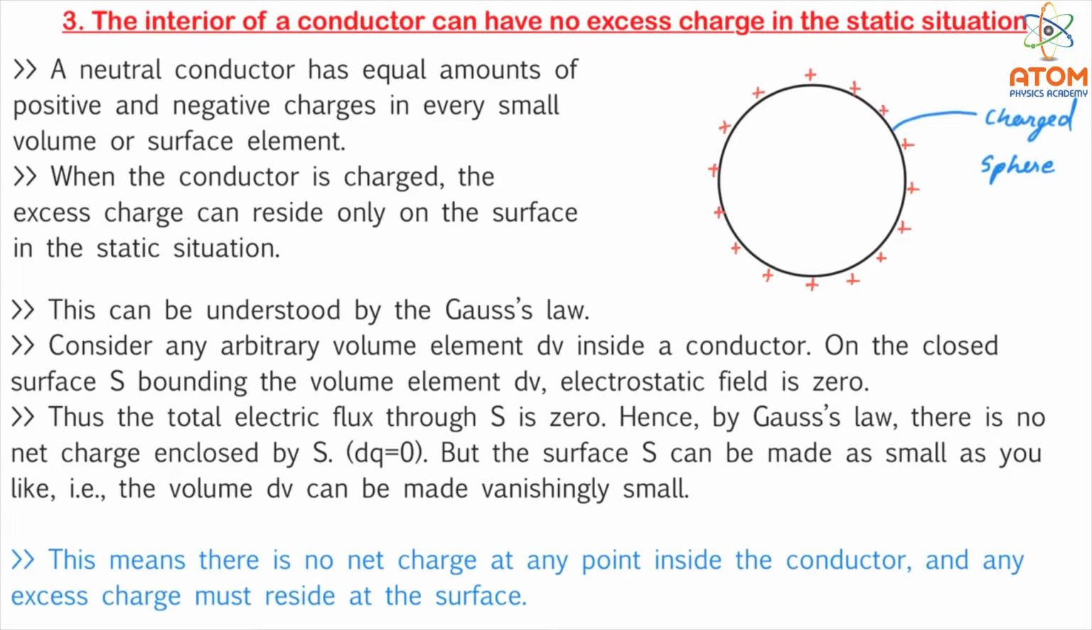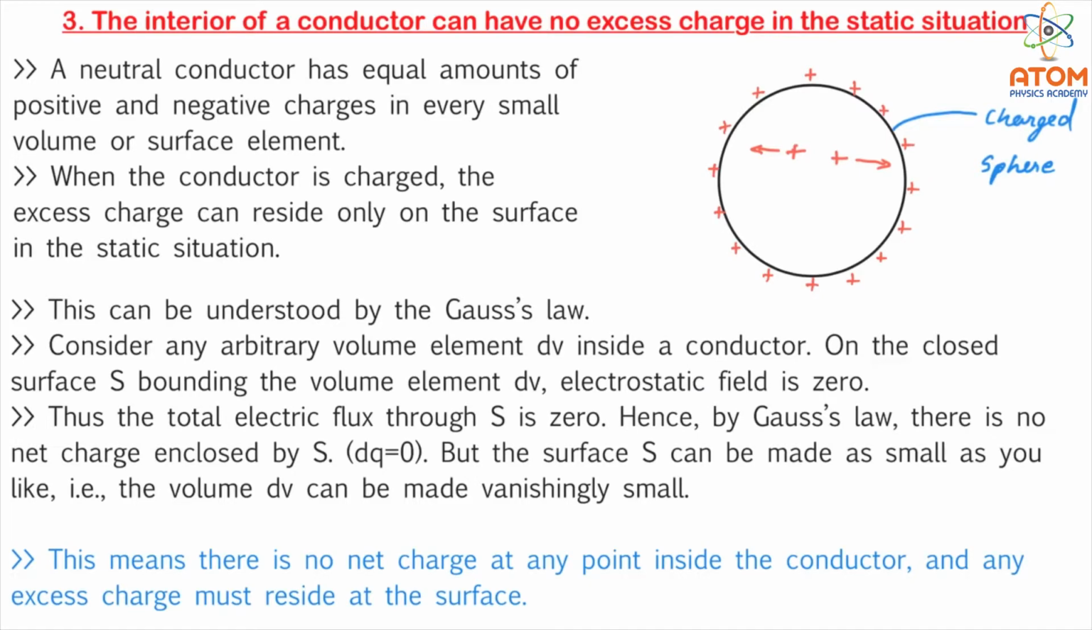One simple method is that suppose I show two positive charges here, then these two positive charges in the interior part will obviously feel some repulsive force, and due to that repulsive force they will try to move as far as possible. So obviously they can be only on the surface. Because of the repulsion, they will move to the surface.